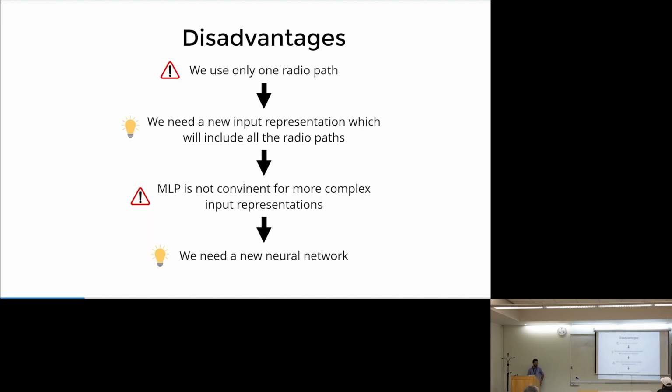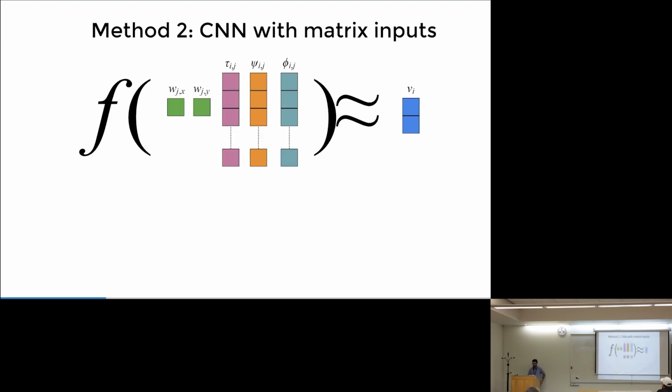Now it has multiple drawbacks. One, we only use the shortest path, so we should design a method that could take into account more complex representations. And the MLP is not convenient for more complex representations, so the next approach we came up with is CNN with matrix inputs.